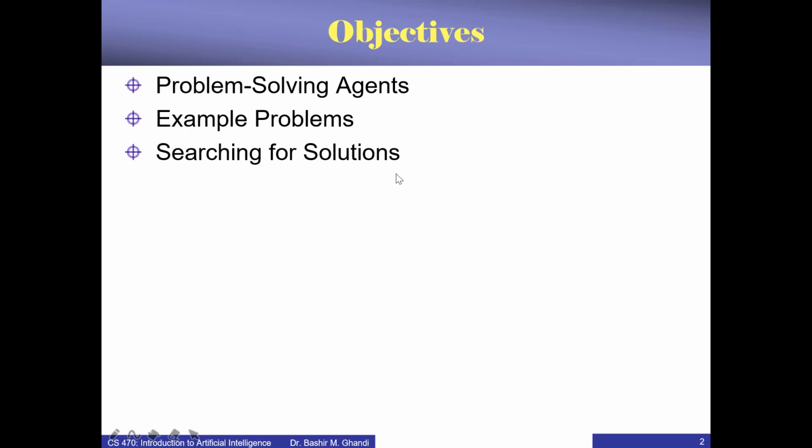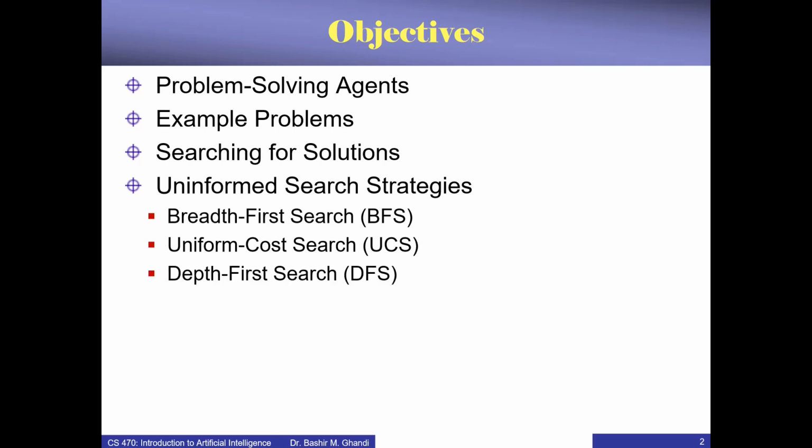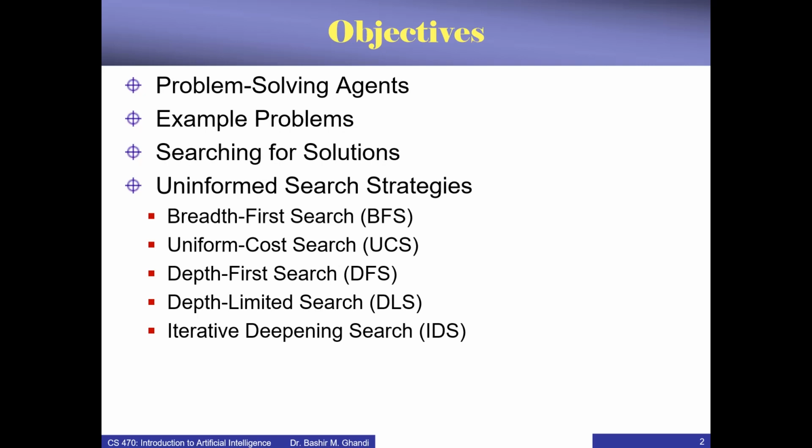So we're going to look at searching for solutions generally, and then we'll look at uninformed search strategies. We shall learn informed search strategies in the next lecture, but for now we shall concentrate on uninformed search strategies, and we're going to consider about six of them in this lecture, namely breadth-first search, BFS, uniform cost search, UCS, depth-first search, DFS, depth-limited search, DLS, iterative deepening search, IDS, and finally, bi-directional search, BDS.